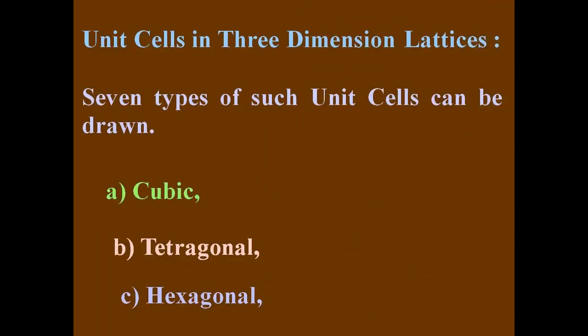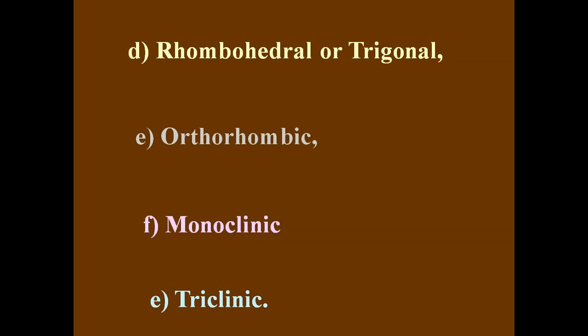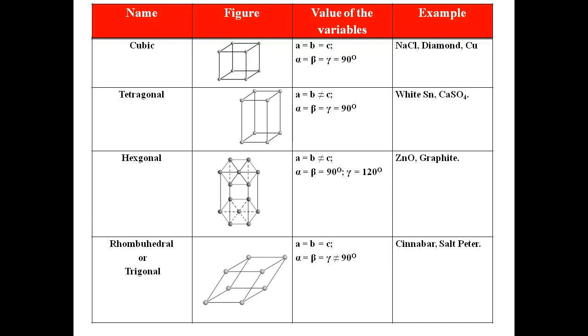In a three-dimensional lattice, 7 types of unit cells can be arranged. They are A. Cubic, B. Tetragonal, C. Hexagonal, D. Rhombohedral or trigonal, E. Orthorhombic, F. Monoclinic, and G. Triclinic. A. Cubic: a equals b equals c, alpha equals beta equals gamma equals 90 degrees. For example, sodium chloride, diamond, copper, etc.